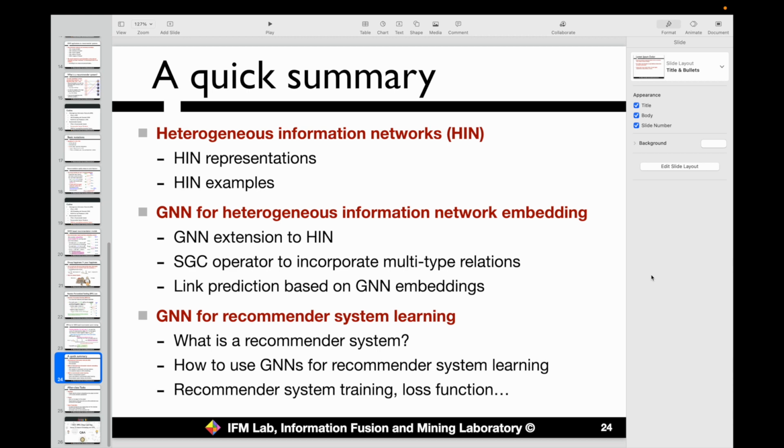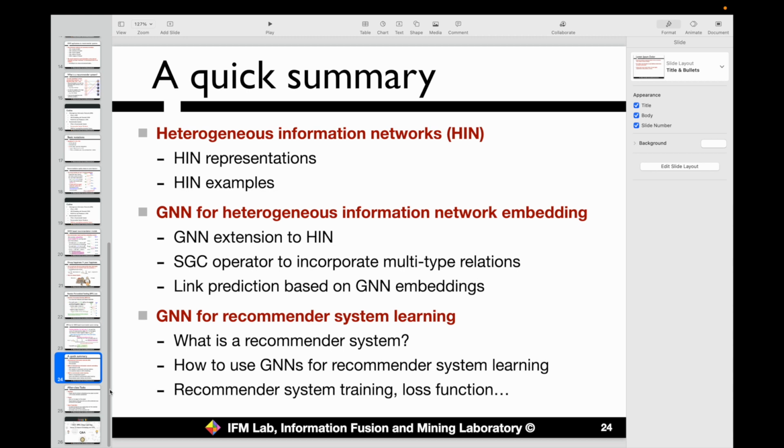And then we discussed how to use graph neural networks for learning recommender systems. We mentioned what a recommender system is and how to use GNN models for recommender system learning. The recommender system is different from the link prediction task we studied before, and we have to handle the loss function very carefully to ensure different users will receive equal quality of recommendation services inside the systems, right?